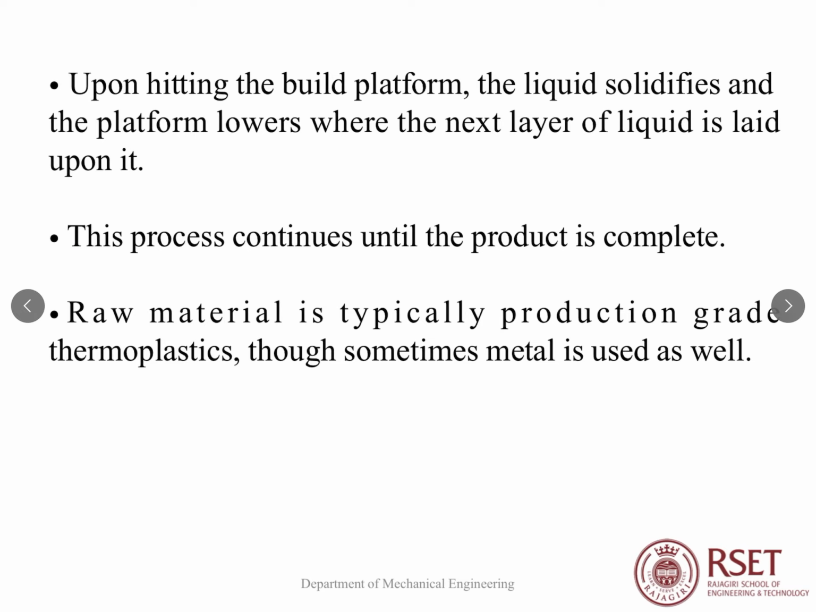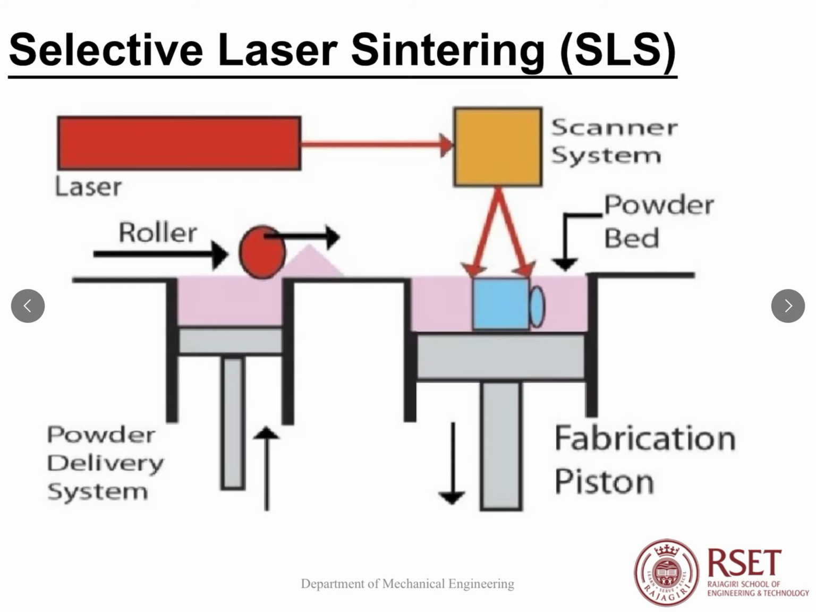Upon hitting the build platform, the liquid solidifies and the platform lowers, where the next layer of liquid is laid upon it. This process continues until the product is complete. The raw material in this type is typically a production-grade thermoplastic. Sometimes metal is also used.